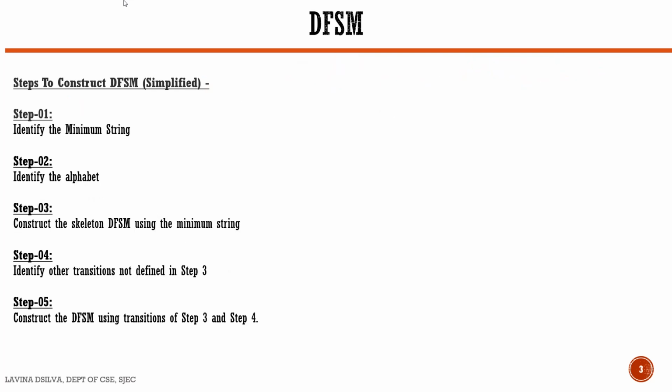We have a few steps in the construction of a DFSM where we first identify the minimum string to be constructed for a DFSM. We also identify the alphabet and the language which is required for the DFSM. In the third step, we construct the skeleton DFSM using the minimum string, followed by identifying all the transitions which are not identified while constructing the skeleton DFSM. And finally, we go ahead with constructing the complete DFSM based on the transitions which have been identified in steps 3 and 4.